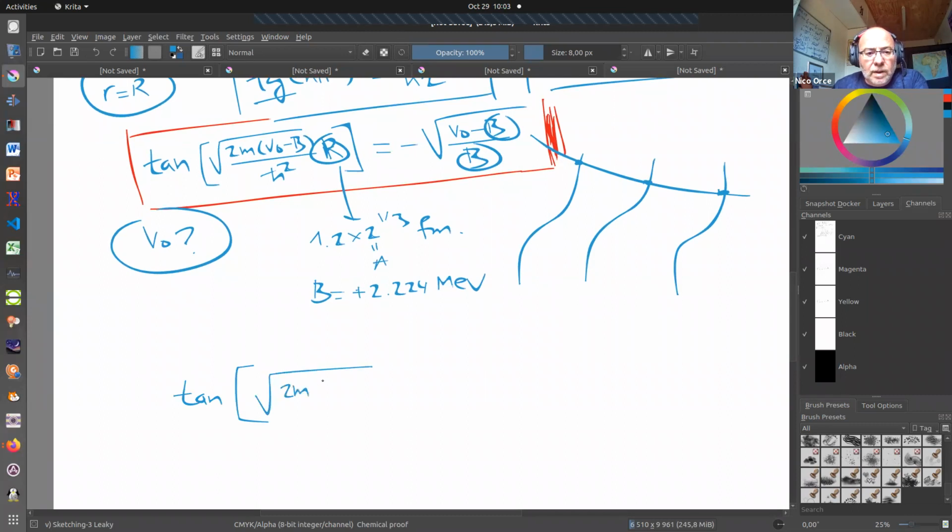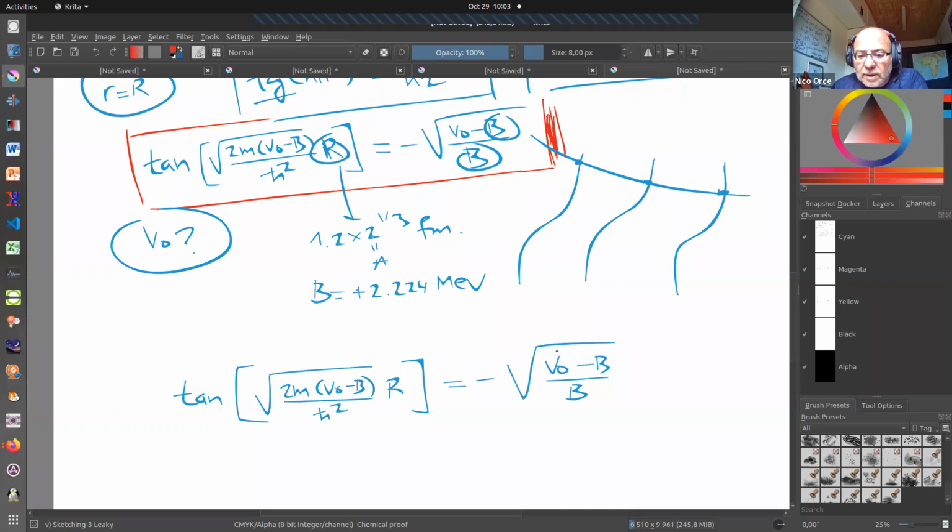2m times V naught minus B divided by h bar squared times the radius of the nucleus is equal to minus, again, V naught minus B over B. So we have, I like to write it straight, V naught here and V naught there. And this is actually what we want to know. What is the depth of that potential? What is V naught for the deuteron state to be bound, right?